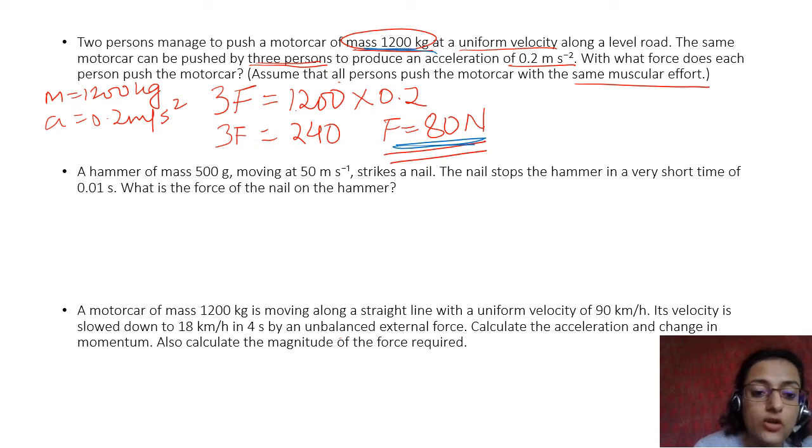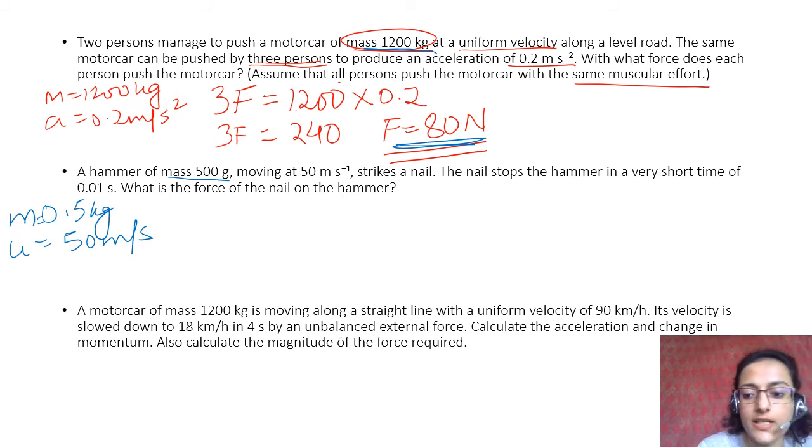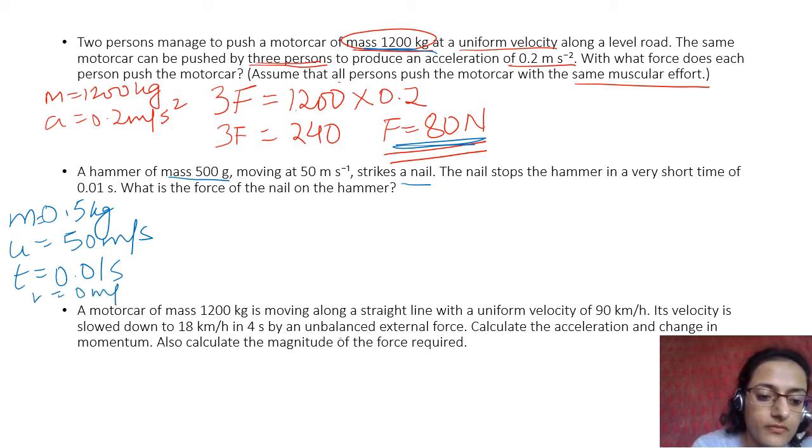Next question. A hammer of mass 0.5 kg, moving at 50 meter per second strikes a nail, which means it comes to rest. The nail stops the hammer in a very short time of 0.01 second. What is the force of the nail on the hammer? Now you have V is 0. So you have mass, U, V.